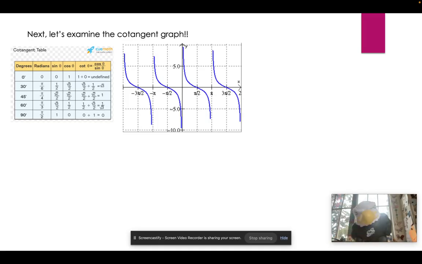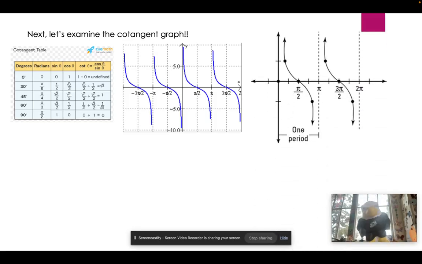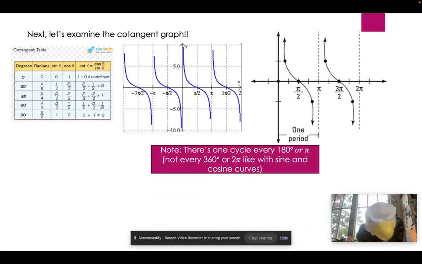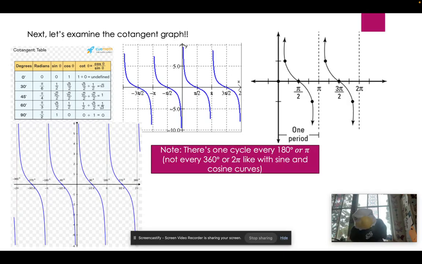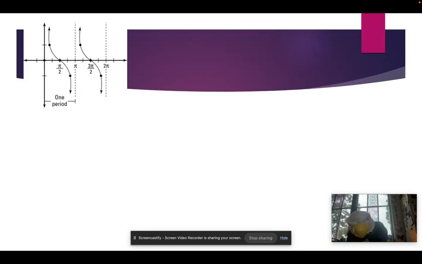Take a look at where the asymptotes are. They're not starting at pi over 2. There's one at 0, the next one is at pi, and the next one after that is at 2 pi, and so on and so forth. Here's another look for you. Just like the tangent, and unlike the sine and the cosine, a cotangent also has one cycle every 180 degrees, not every 360. Here's another look with both the degrees and the radians.